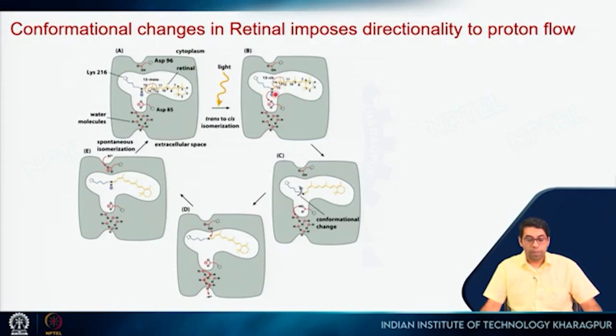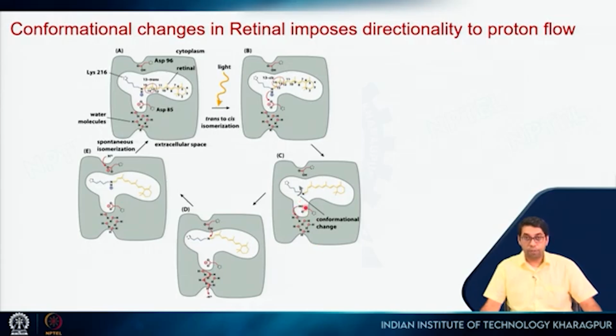In this condition, what happens is this NH group from the Schiff's base gets very close to this aspartic acid 85 and donates its proton to this aspartic acid. Once that happens, this becomes neutral. Once this becomes neutral, that results in a conformational change in the protein. So all the 7 helices that are there readjust their packing and that moves this Schiff's base away from this 85 and close to this 96. So now it has moved close to this 96 and away from 85.